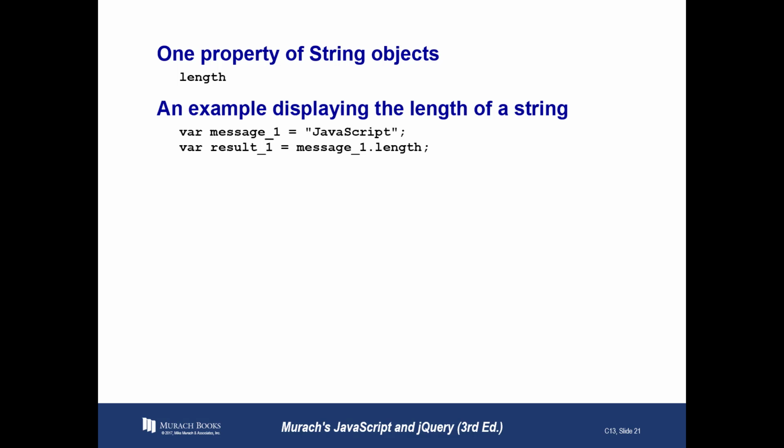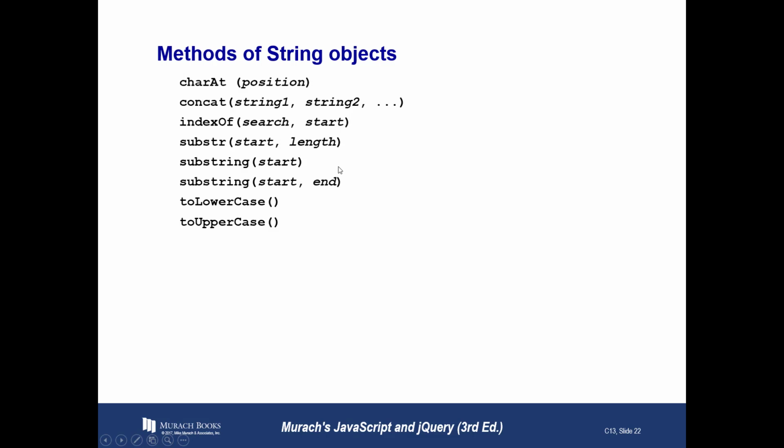All right? So, string objects. As it says, one property of string objects is length. So if I do this and I ask for the length, it's 1, 2, 3, 4, 5, 6, 7, 8, 9, 10. There are 10 letters in the word JavaScript. charAt allows you to grab what's at a certain position. So if I said hello and I did charAt 0, I would get the H. Concat is like using plus. It allows you to combine together 2 or more strings.